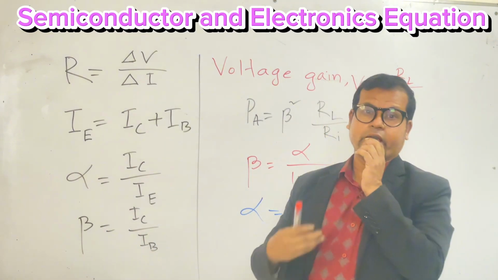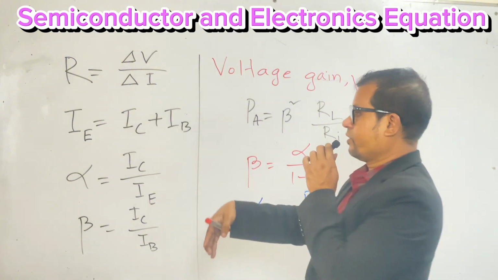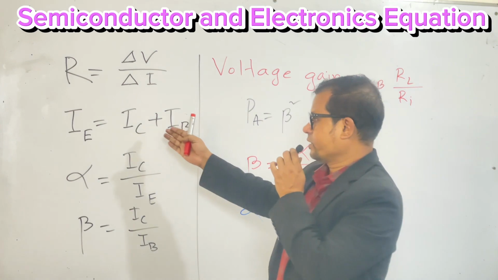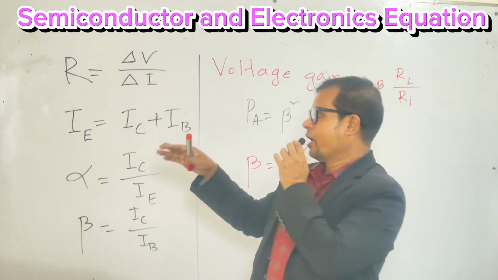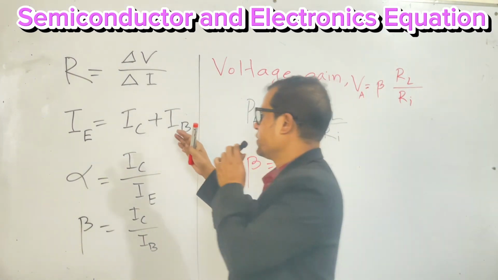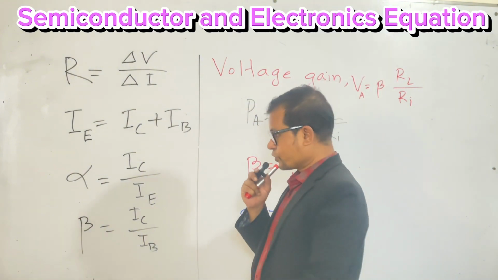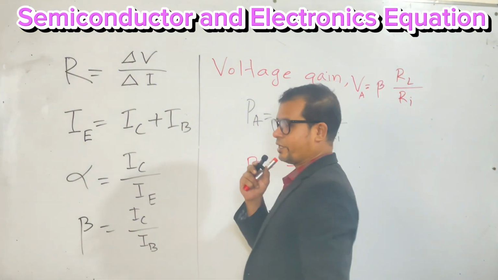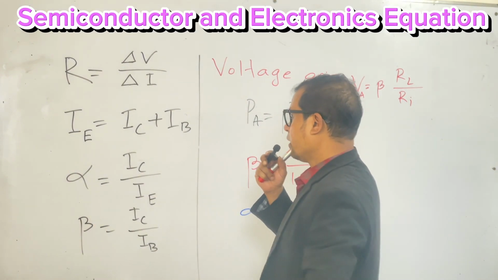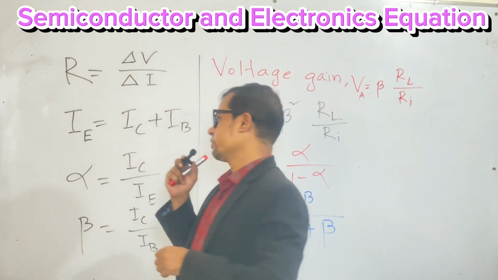IE means emitter current. There are three legs in the transistor: the emitter, the base, and the third one is the collector. IC is the collector current, IB is the base current, and IE is the emitter current. If the question gives you the base and collector currents, you can find IE. Actually, the question probably gives you two current amounts, and then you can find the third.